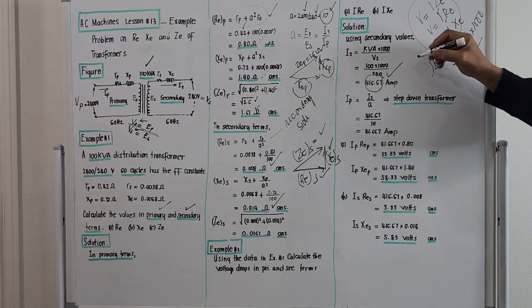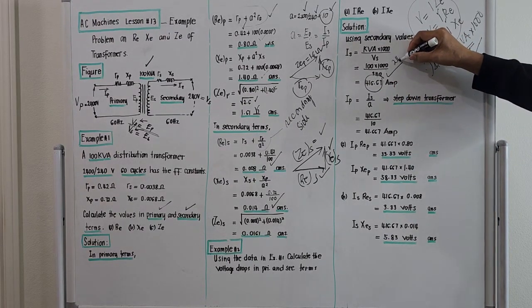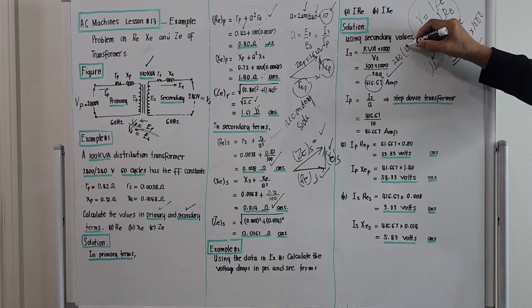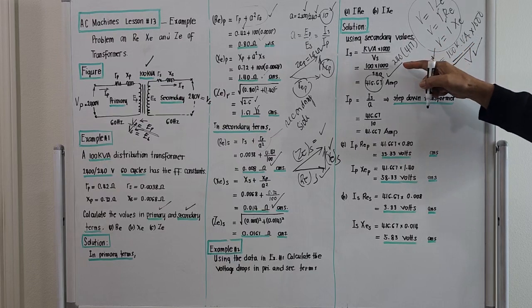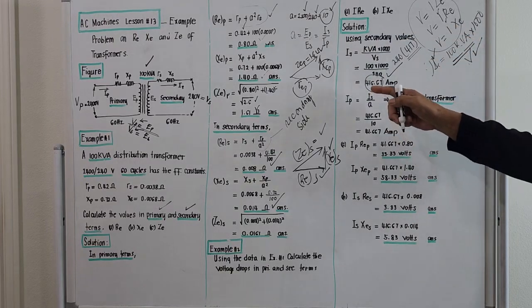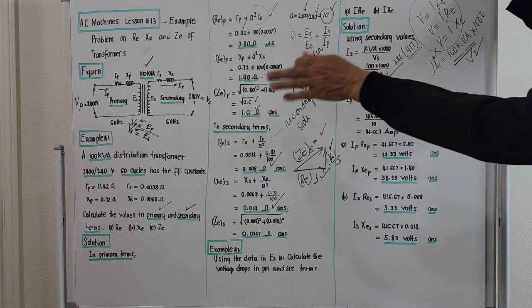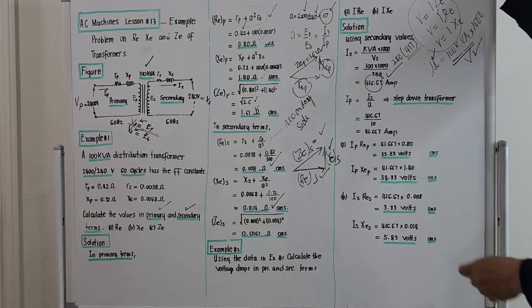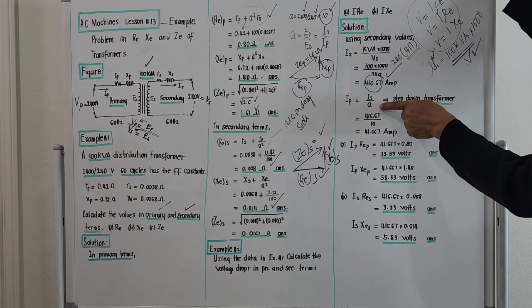Why is it high current? Because the voltage on the secondary is just 240, so it's approximately 417. This is a low voltage on the secondary, so the current should be high. On the primary side, if we compute for the current due to the 100 kVA, it will be IS over A.